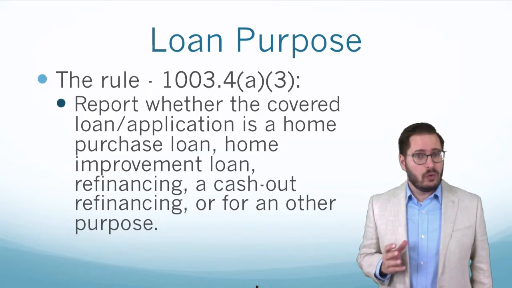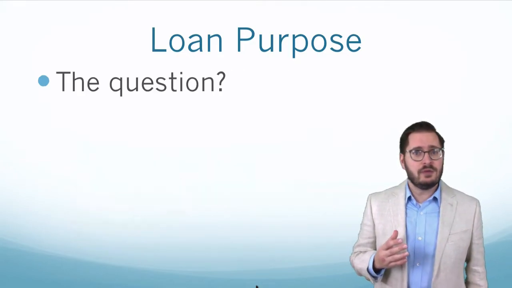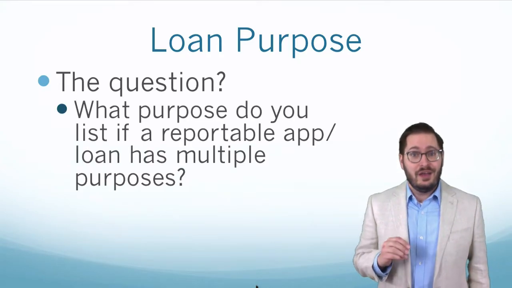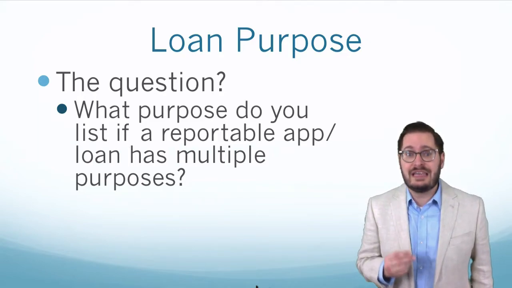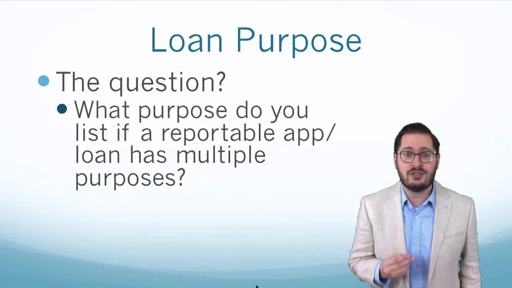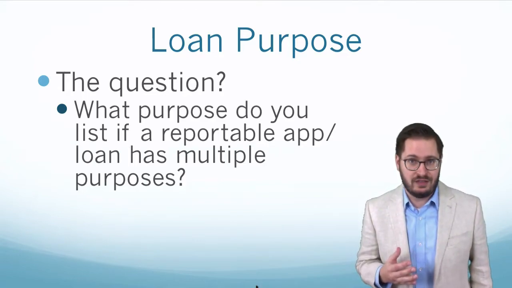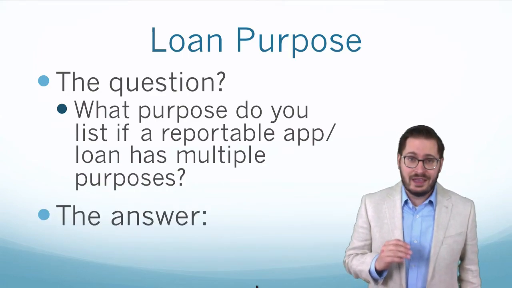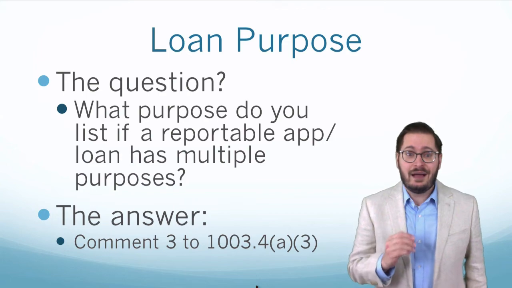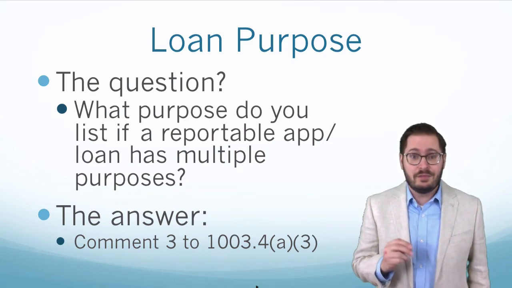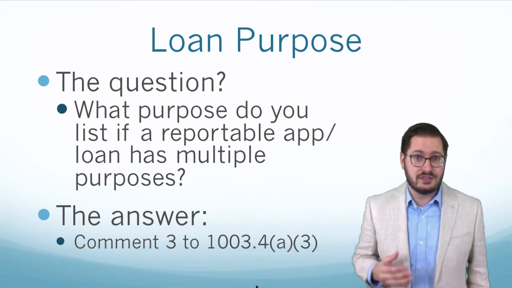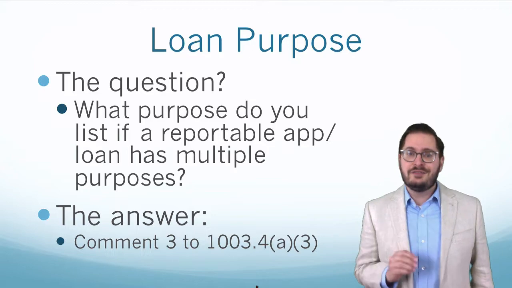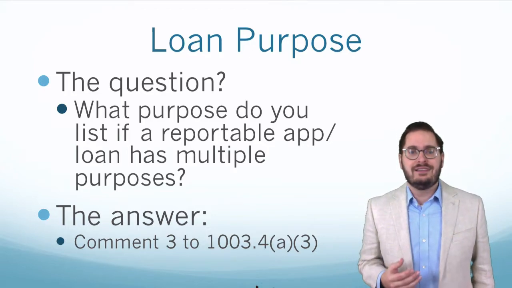So that is the rule, and it's pretty simple, but sometimes we get questions that need to take a deeper dive into this. So the question that we often see is, what purpose do you list if a reportable application or loan has multiple purposes? This is known as the HMDA hierarchy, and the commentary is our answer to this. The commentary was specifically comment 3 to part 1003.4A3, which is the citation to Regulation C that implements HMDA, gives us the answer. So that's where we find the answer.